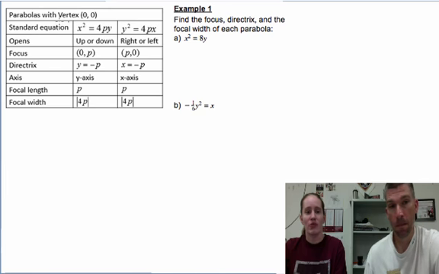Our standard form for our equations is we can have x squared equaling 4py, where p we'll talk about in a second, or we could have y squared equaling 4px.